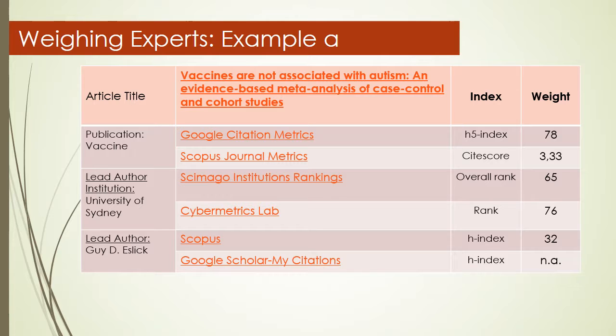When you enter the name of the institution of the lead author, which is the University of Sydney, in SCImago institution rankings, you get an overall rank of 65. And with Cybermetrics Lab, the University of Sydney does a bit less well and is ranked 76. And this is compared to academic institutions in the world. The lead author of the paper does very well in Scopus, where he deserves an H-index of 32, but he cannot be found in Google Scholar.